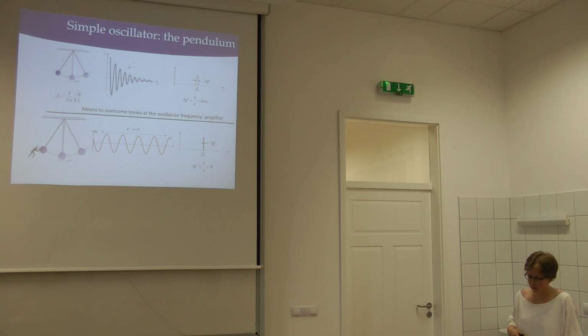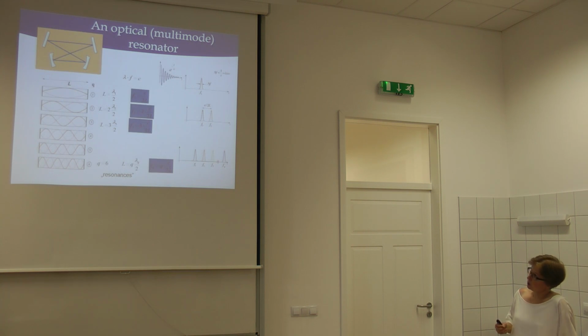So when you are thinking about building a laser, you need some oscillation, but you need to keep it on, so you need to feed in some energy. This is what an optical resonator looks like. We have some mirrors that bounce the light back and forth, and basically the light goes around. The length of this cavity or resonator defines what frequencies can be present in this optical resonator. The length of the cavity determines the frequencies.